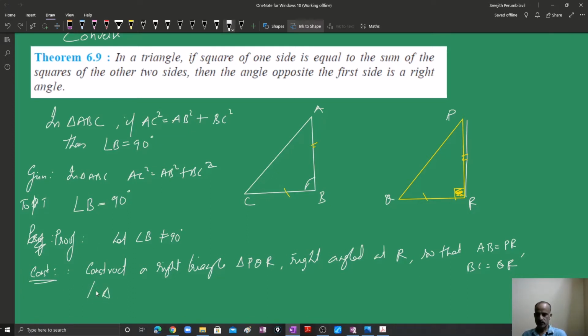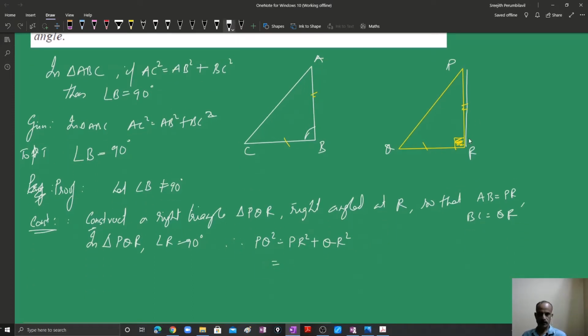In triangle PQR, angle R is equal to 90 degrees. Therefore, PQ square is equal to PR square plus QR square. But what is PR square? PR is the same as AB, so PR square is AB square, and QR square is the same as BC square. But what is AB square plus BC square? AB square plus BC square is given to be AC square.